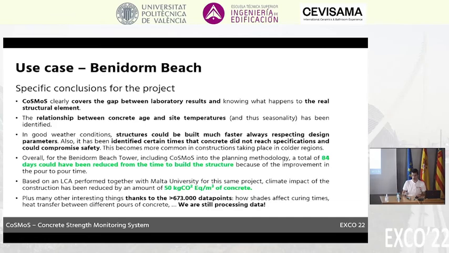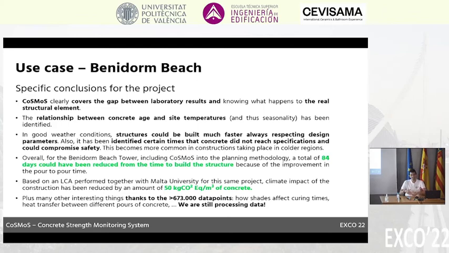Okay? But overall, for the Benidorm Beach Tower with CoSMoS, with proper project planning on top of it, they could have saved 84 days of structure time. And that also, based on the LCA, would have translated, over the 20,000 cubic meters of concrete that were poured, into a reduction of carbon footprint of nearly 50 kilograms of CO2 equivalent per cubic meter, which is a lot.